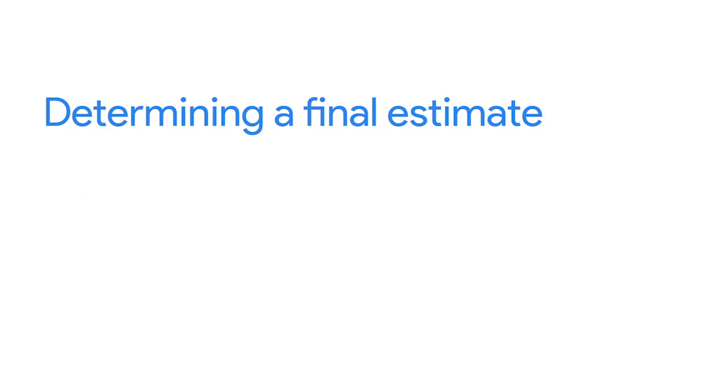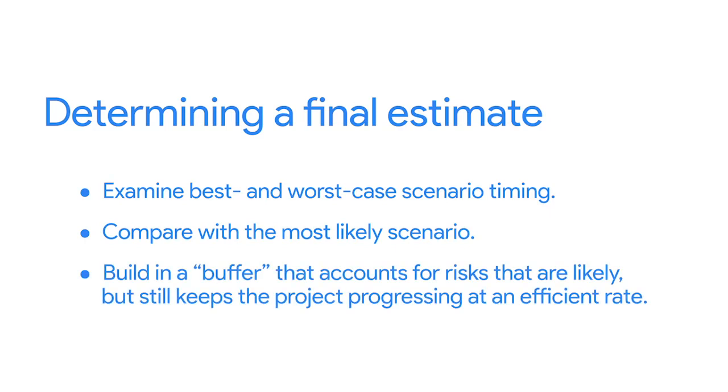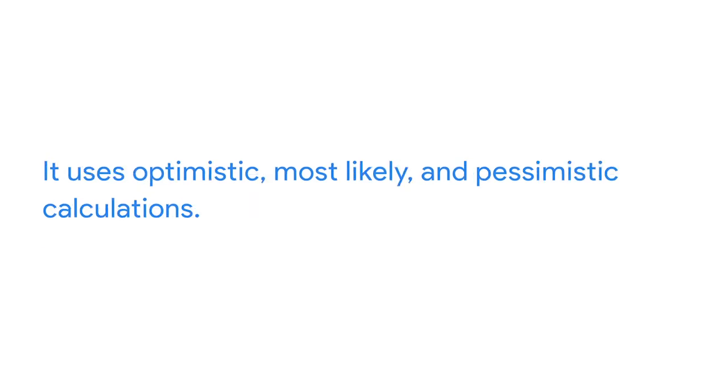Always accounting for a worst-case scenario might seem like a good thing, but it's actually wasteful if you calculate most of your estimates this way. So, you want to examine the best and worst-case scenario timing and compare these with the most likely scenario. From there, you can build in a buffer that accounts for risks that are likely, but still keeps the project progressing at an efficient rate. Okay, let's review. 3-point estimating is a technique to help determine the most realistic time estimate for a task. It uses optimistic, most likely, and pessimistic calculations.